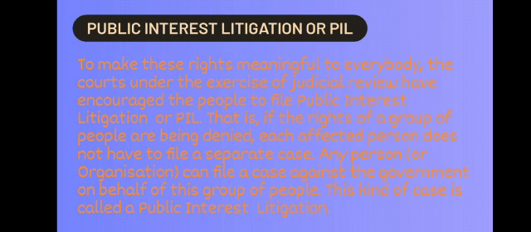That is, if the rights of a group of people are being denied, each affected person does not have to file a separate case. Any person or organization can file a case against the government on behalf of this group of people. This kind of case is called a public interest litigation. Suppose anyone is being denied fundamental rights by the government or a person, the affected people do not need to go individually and file a case. Instead, a case can be filed on behalf of that particular group against the government or any person. This is called public interest litigation.